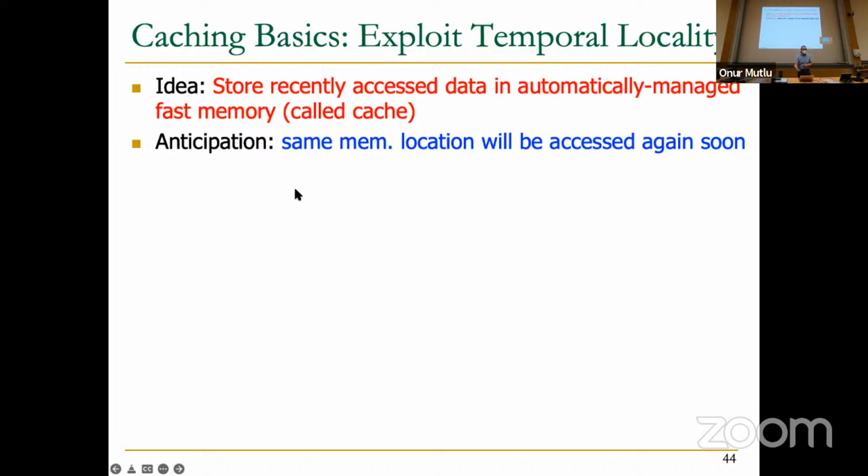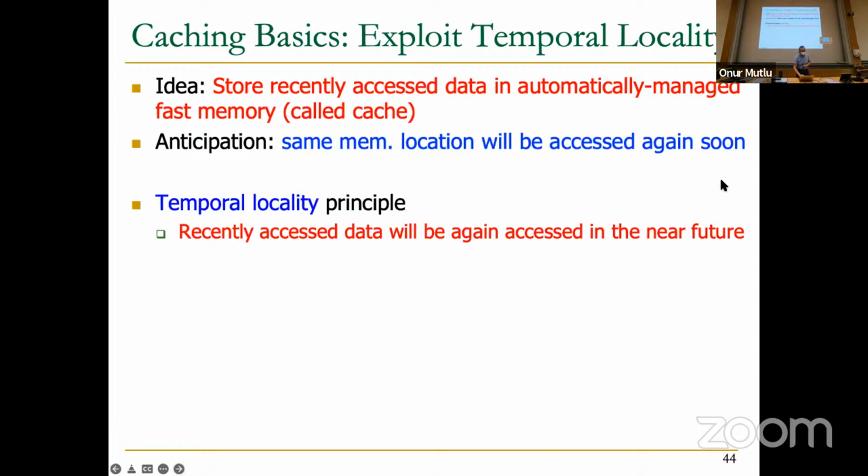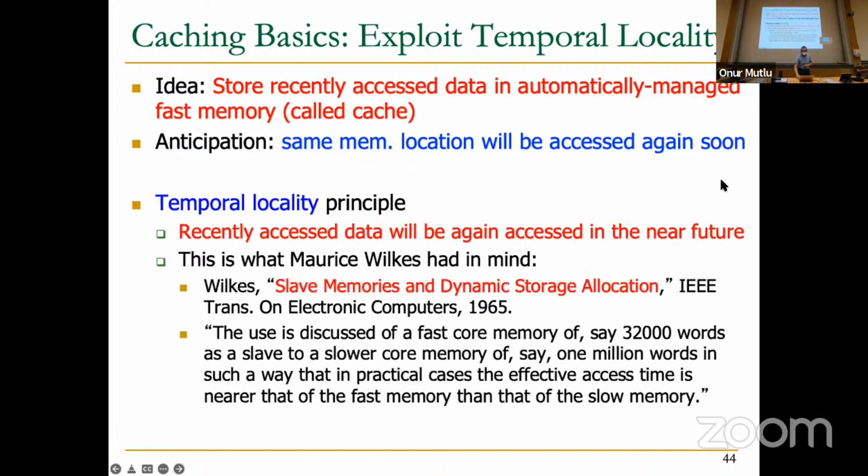So the anticipation is that the same memory location will be accessed again soon because of the temporal locality principle, right? We already said this, basically. And this is what Maurice Wilkes had in mind in the 1965 paper that is assigned as one of your potential readings. And I'm going to read this basically over here.